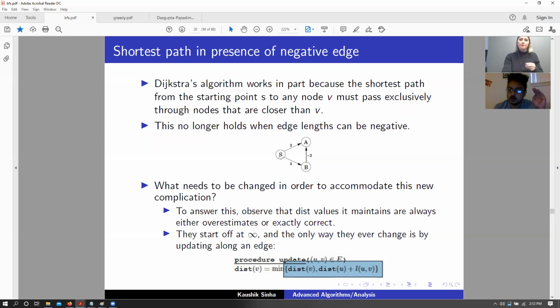It does not account for all vertices that can go around and come back to this vertex that can have negative edges. So that adds more complexity to our algorithm, but also allows us to have negative edges as well. Exactly. Okay.